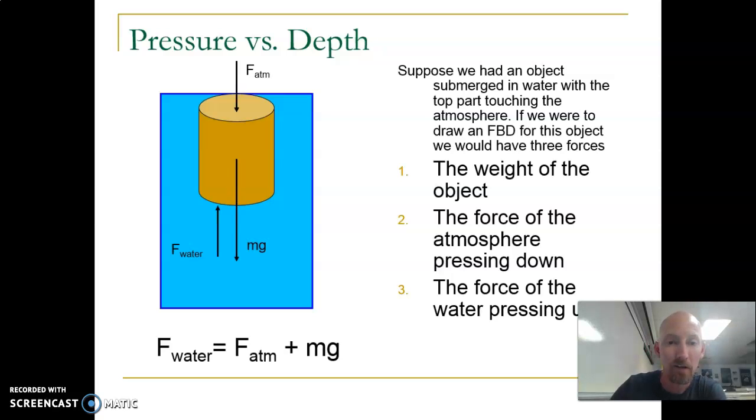arrows. Here's our picture. You have a force that represents the atmosphere. That's the weight of all the air pushing down. Air has weight. You have a force going this way, which is the weight of the cylinder, and then the water pushes up, and everything else cancels out, so you have this equation that you can build.